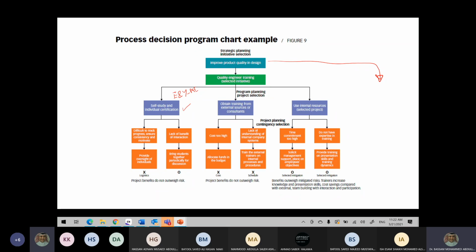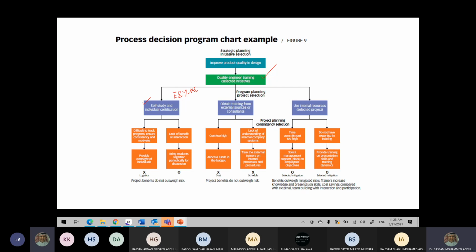And there are a lot of details. I don't want to get you lost in those details. So let's concentrate. I want to train my quality engineer. So one of the processes is that everyone studies by himself or herself, and they get individual certification.